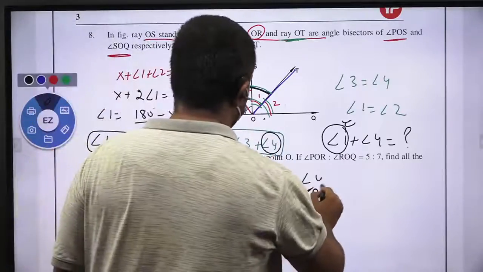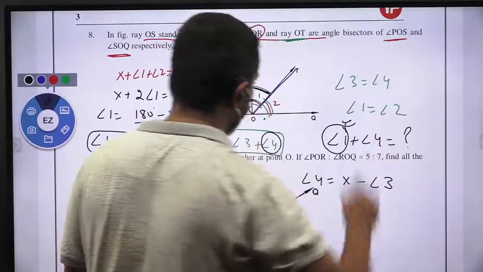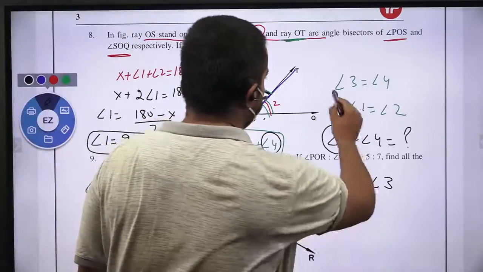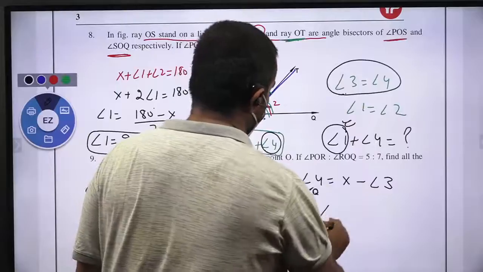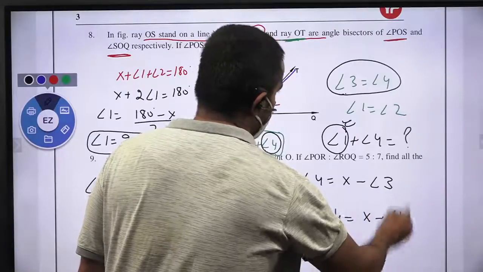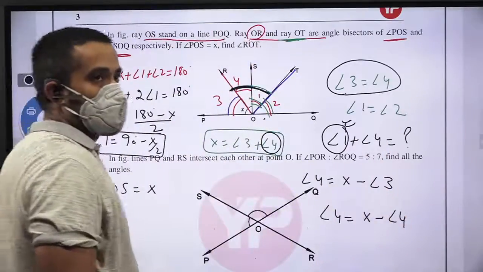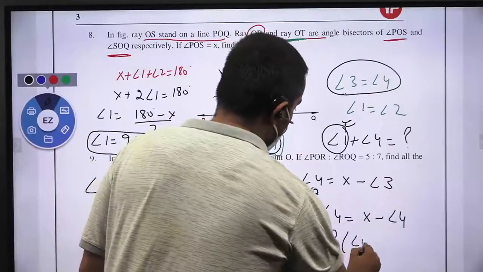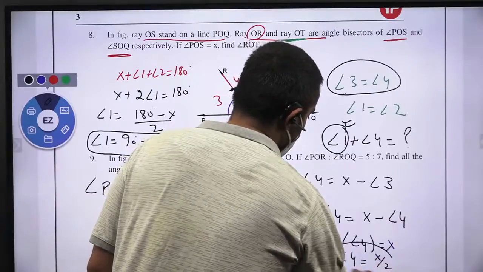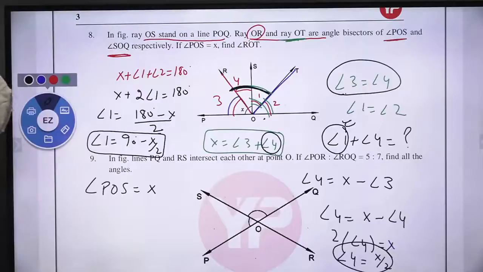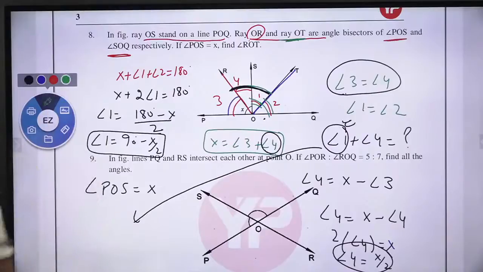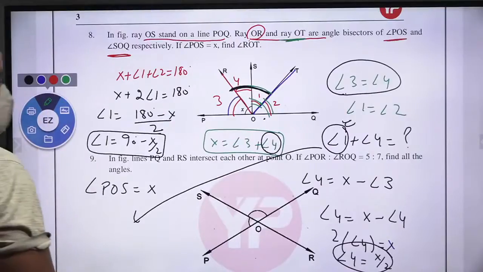So angle 4 is equal to x minus angle 3, students. Now as you can see, angle 3 is equal to angle 4. So we can put angle 3 is equal to angle 4 in this equation. Yes or no? So that means 2 times angle 4 is equal to x. Angle 4 is equal to x by 2.